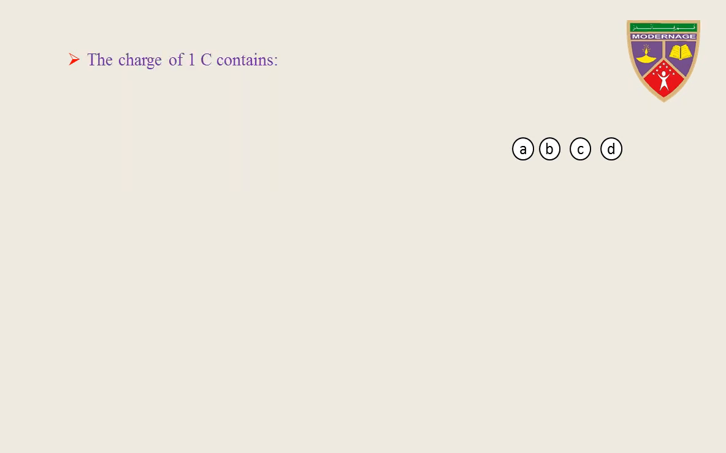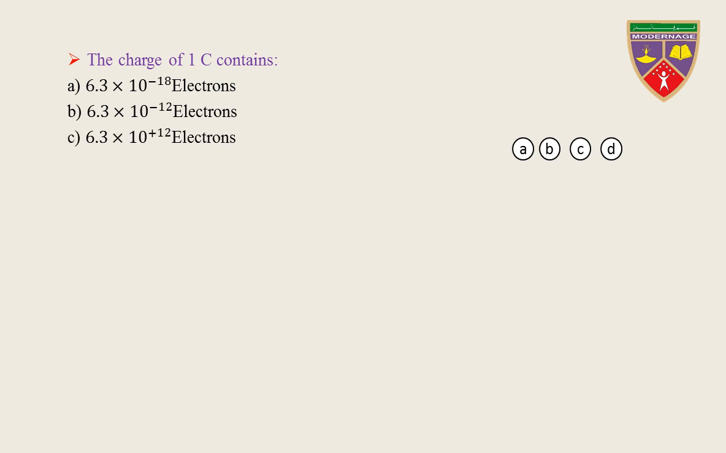A charge of 1 coulomb contains: option A, 6.3 into 10 power minus 18 electrons; B, 6.3 into 10 power minus 12 electrons; C, 6.3 into 10 power plus 12 electrons; D, 6.3 into 10 power plus 18 electrons. The key is 6.3 into 10 power plus 18 electrons. Therefore, the correct option is D.